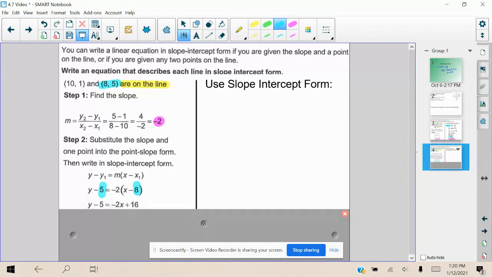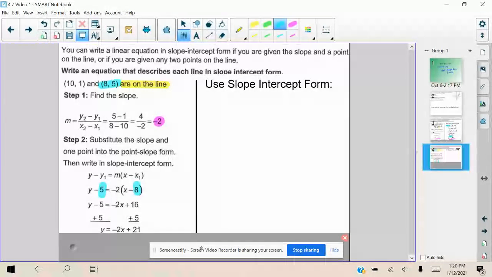And then they solved to get it into slope-intercept form. Y is equal to negative 2x plus 21. Notice now, when we solve for y equals mx plus b into slope-intercept form, our slope should be the same as what we calculated. Well, we calculated slope to be negative 2. Look at that. Our slope is going to be the same in the equation. What we're trying to find here is the y-intercept.